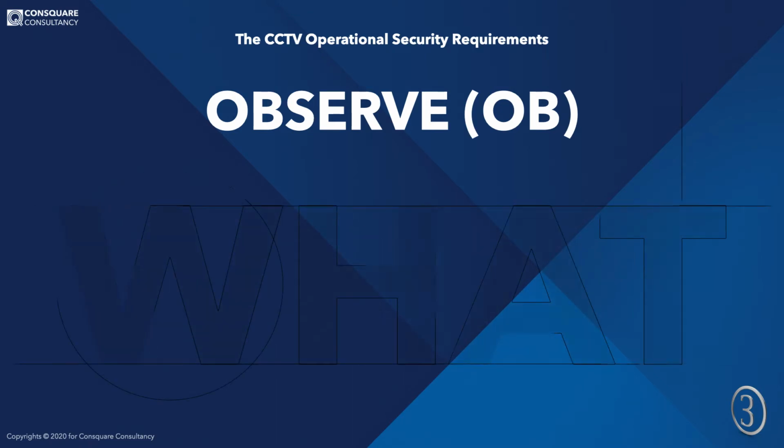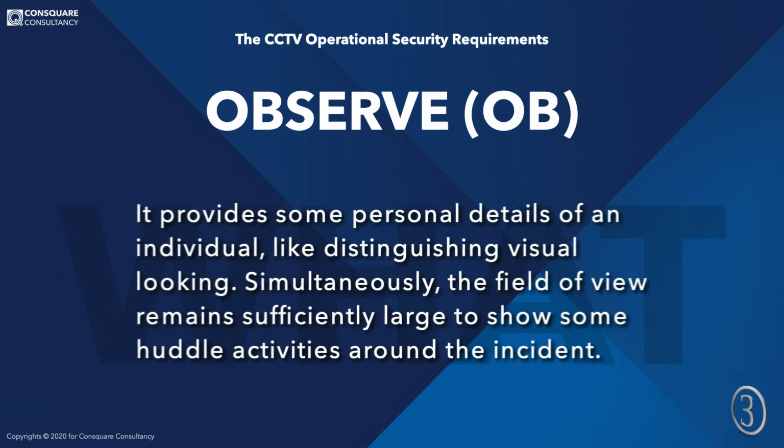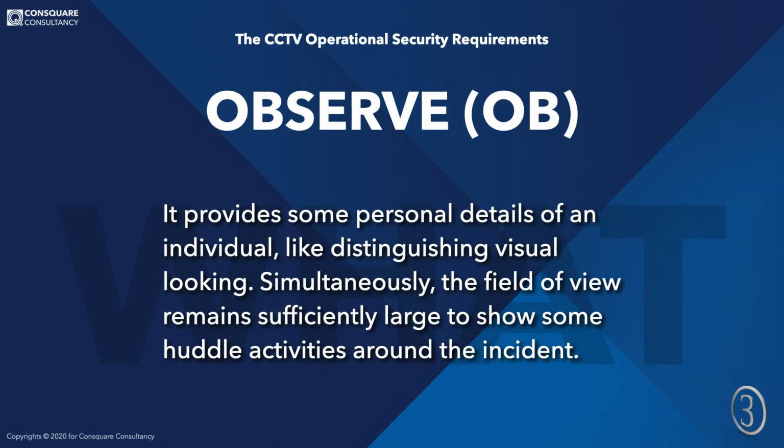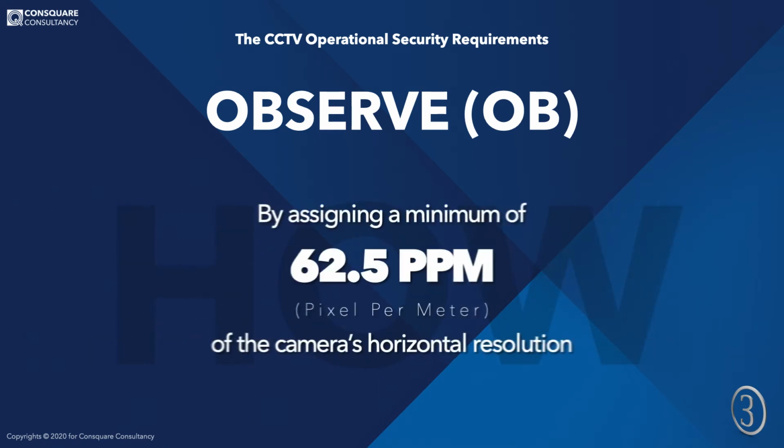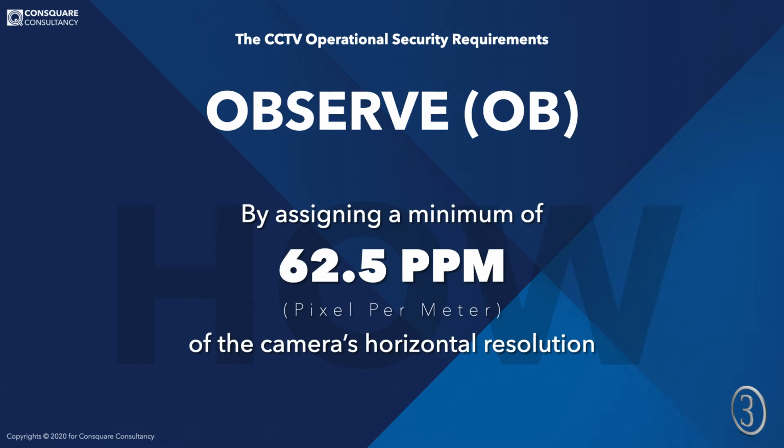What does the observation camera provide? It provides some personal details of an individual, like distinguishing visual looking. Simultaneously, the field of view remains sufficiently large to show some huddle activities around the incident. How do we get an observation camera? By assigning a minimum of 62.5 ppm, or pixel per meter, of the camera's horizontal resolution.